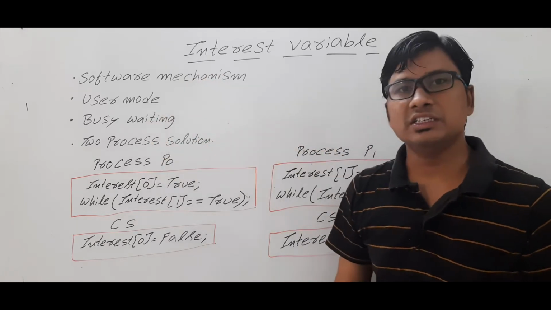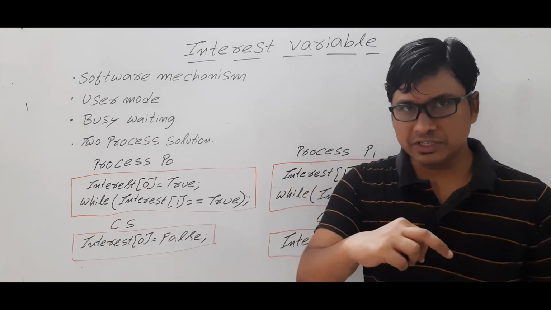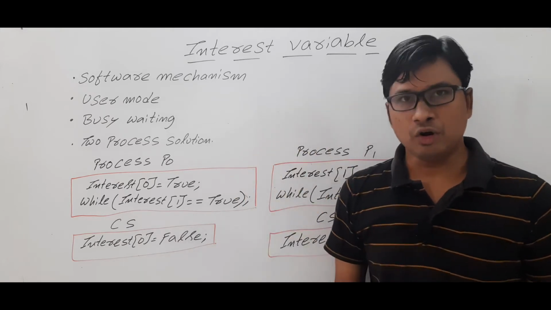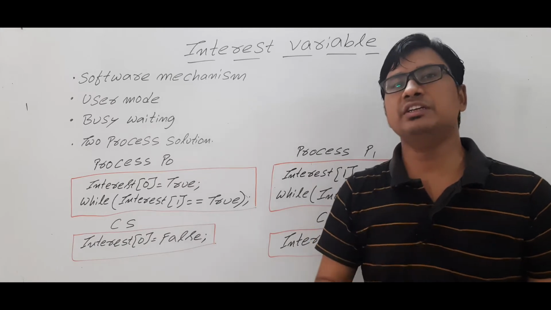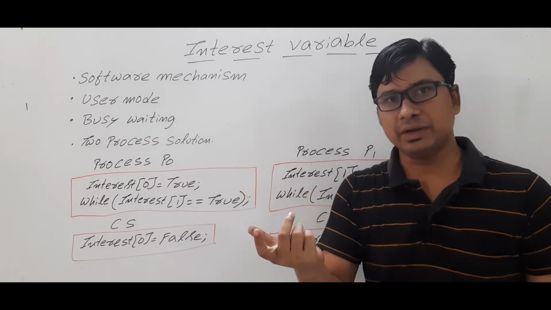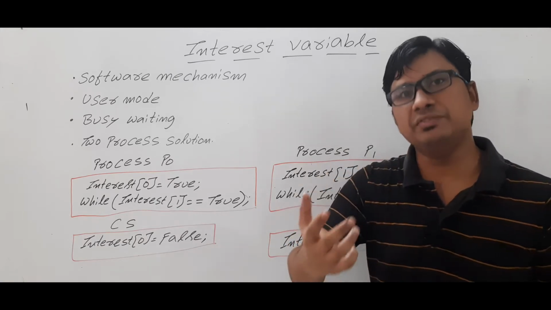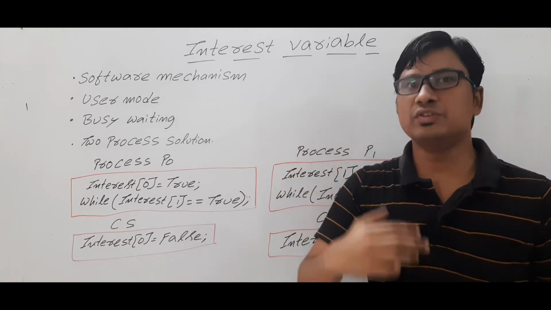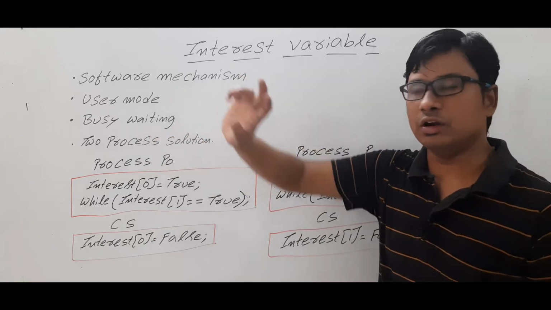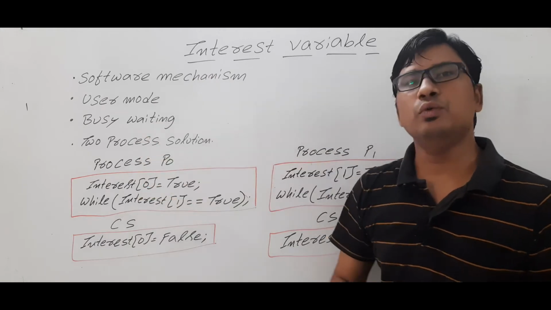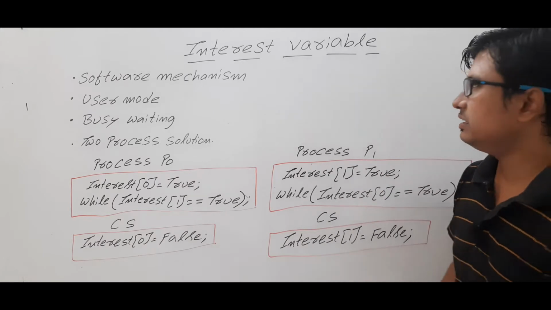The process synchronization mechanisms are broadly classified into two categories. One is busy waiting solution and another one is non-busy waiting solution. I have discussed clearly about the busy waiting and the non-busy waiting mechanism in the lock variable video. If you don't know what is busy waiting and what is non-busy waiting, I request you to please refer to that video. Now, interest variable comes in the category called busy waiting and it works for only two processes. Now, let me discuss the working process of the interest variable.